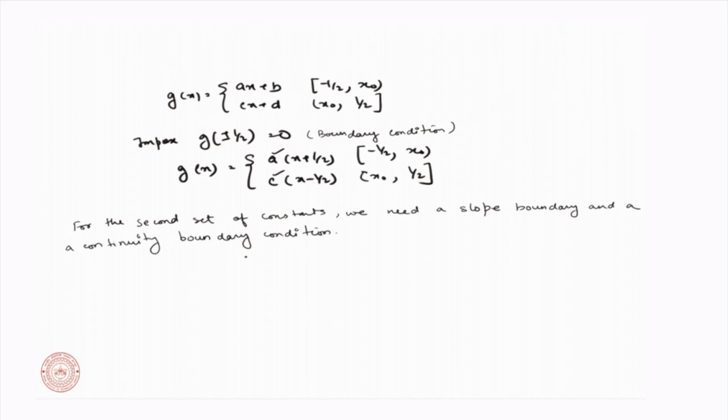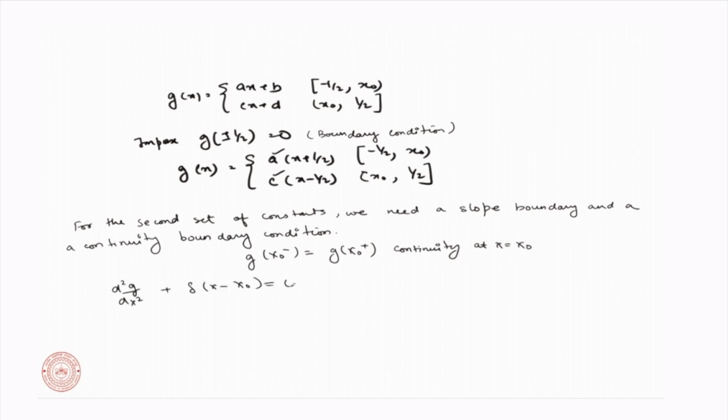Right. Okay. We can say that g value at x naught minus should be equal to g value at x naught plus. This is our continuity at x equals x naught. So our function should be continuous from the left side to the right side, it should have the same value at that point. And from the slope, since our equation is d squared g by dx squared plus delta x minus x naught is equal to 0.